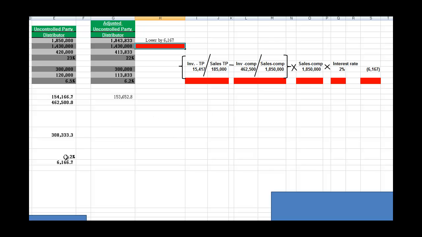Again, if we changed the interest rate to say make it 4% down here, we're going to see all of the numbers change, and we're going to get a much larger adjustment to be applied to the sales level of the tested party and a much lower operating margin on an after adjusted basis.